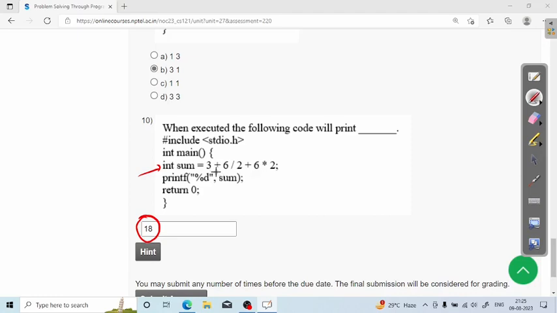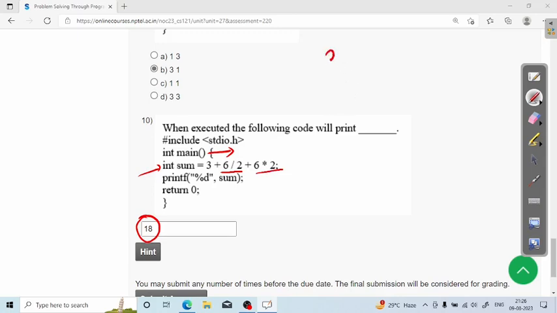You can observe here we have a plus operator, a divide operator, again a plus operator, and a multiplication operator. If you remember the operator precedence, division and multiplication have the same precedence. If two operators have the same precedence, then we look at the associativity rule. The associativity rule says that for division and multiplication, it is from left to right. So first of all, 6 will be divided by 2, and then 6 will be multiplied by 2.